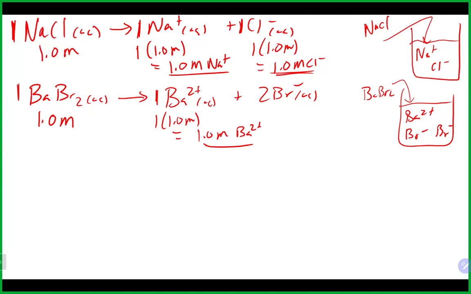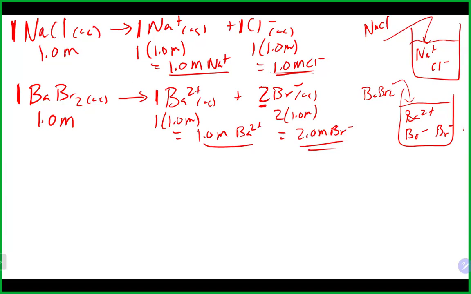All right, but when we look at our barium bromide to our bromide ions, it is a 1-to-2 relationship in this case. So we'd actually multiply the concentration by 2. And for the bromide here, we would get 2 molar bromide. It is basically twice as concentrated in bromide as it is in barium in this case.